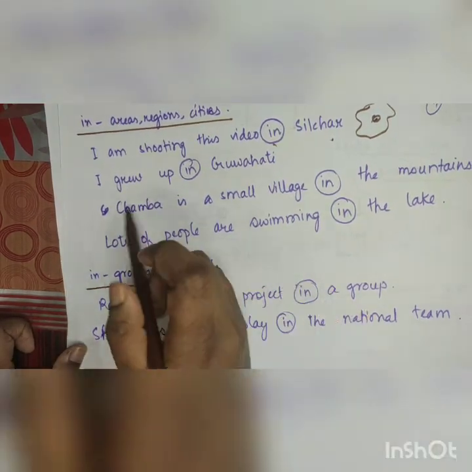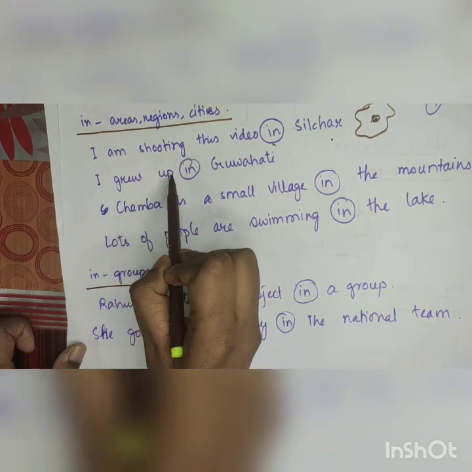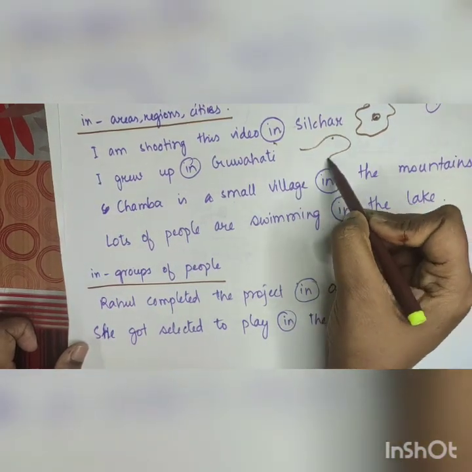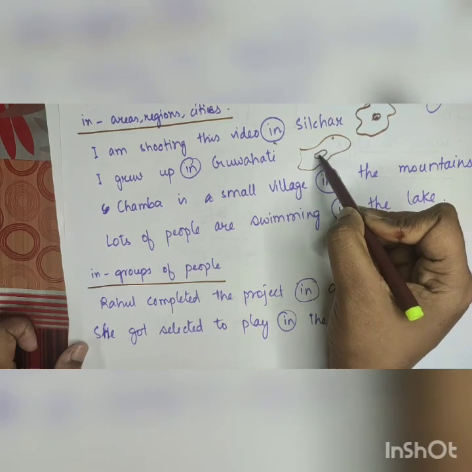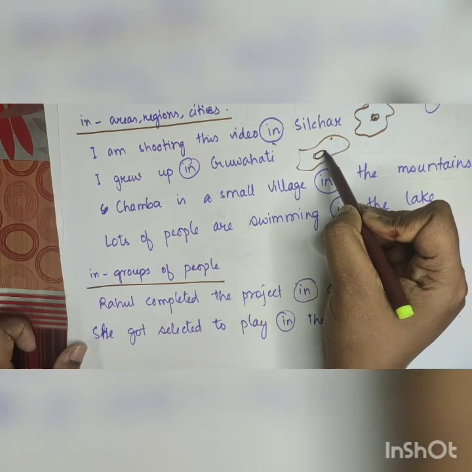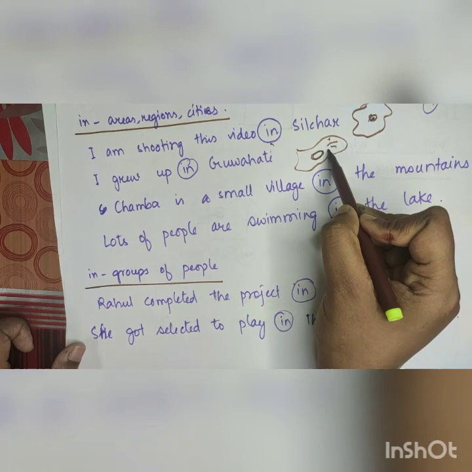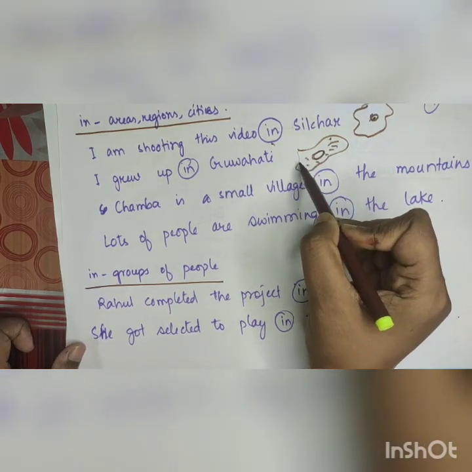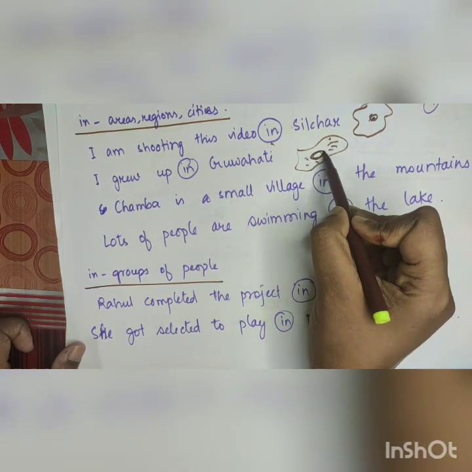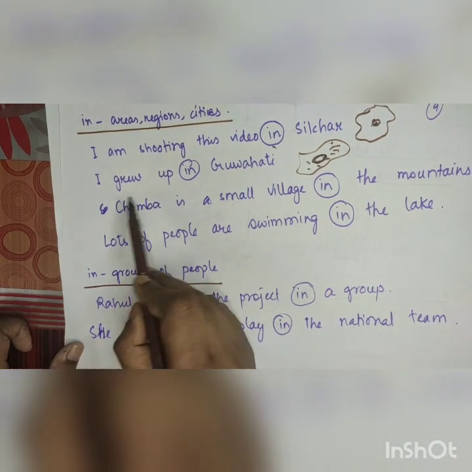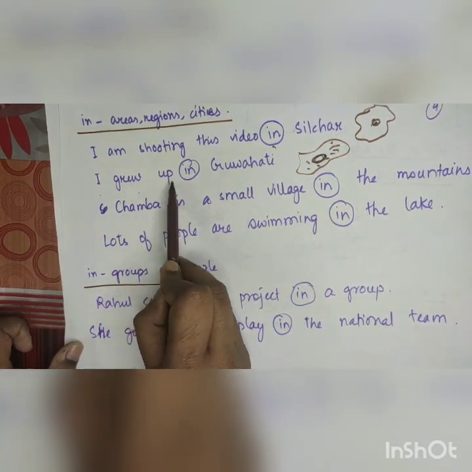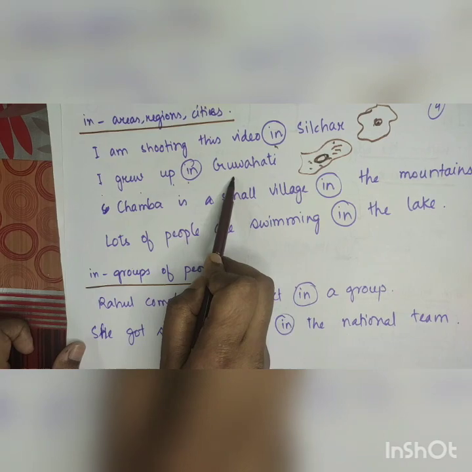Then there is a second sentence. I grew up in Guwahati. See, this is Assam, let's suppose, and here is a place Guwahati. So Guwahati is a bounded place. Like there are some places outside here that will not be termed as Guwahati, right? So this enclosed area is Guwahati and I can say that I grew up in Guwahati. Okay.